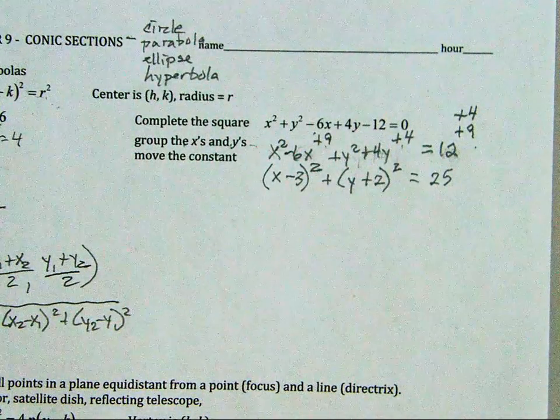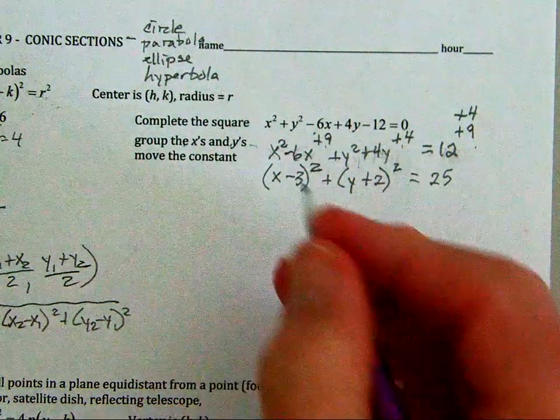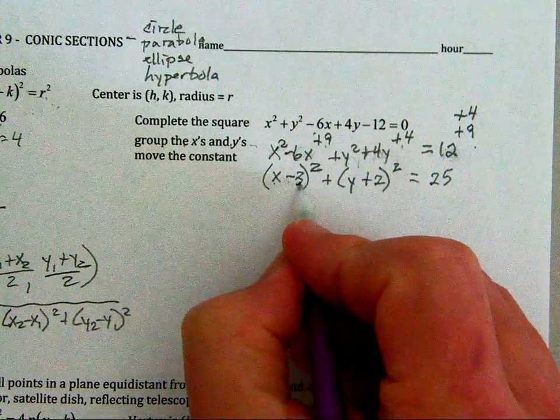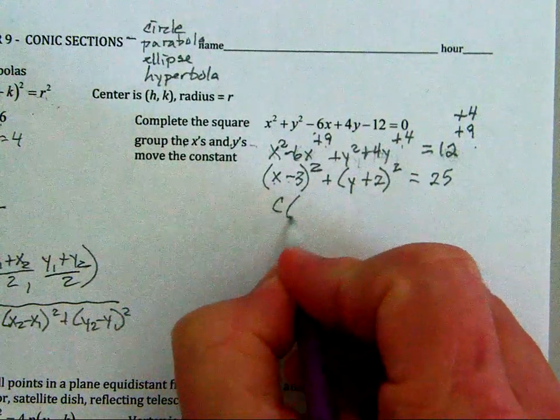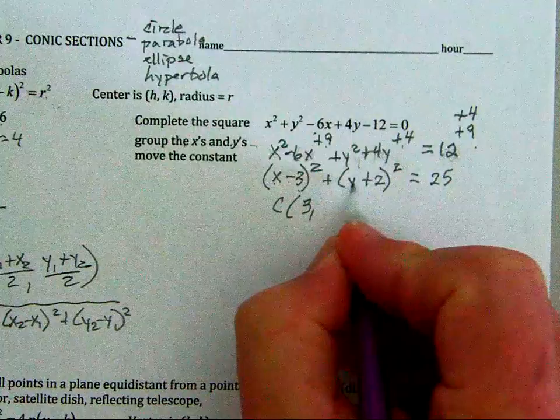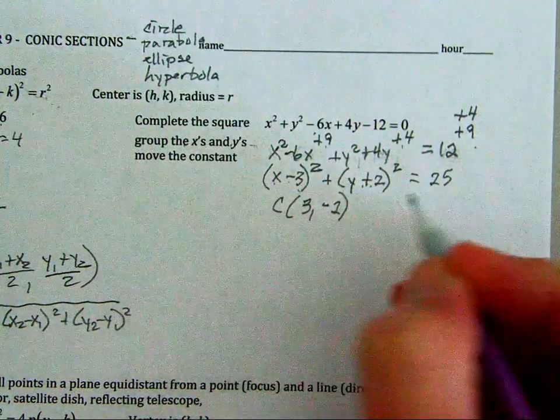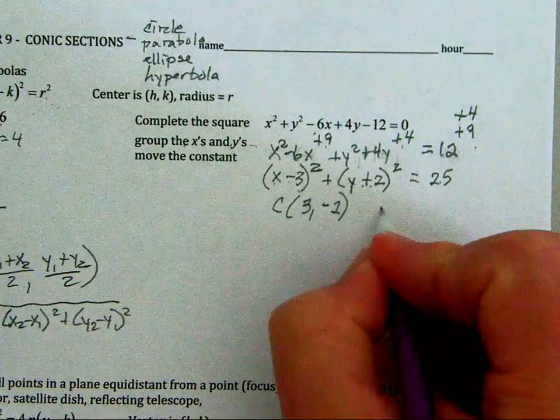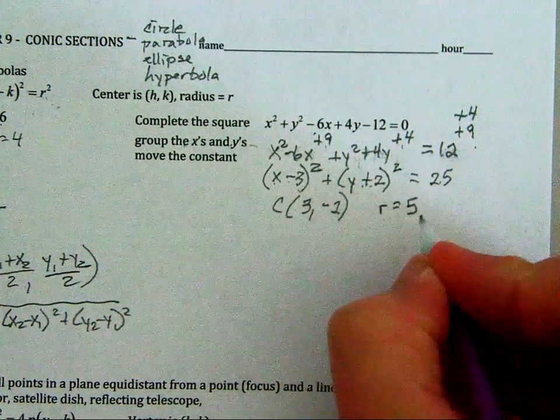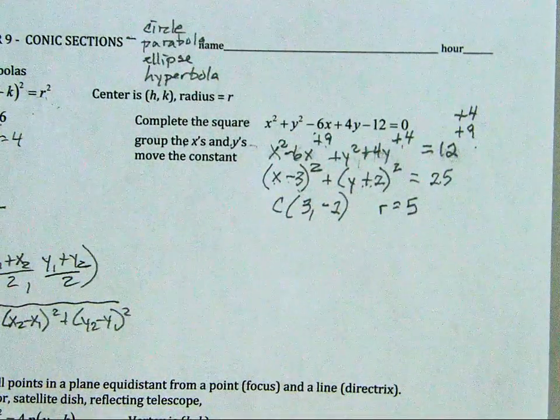So we completed the square. Now, if you'll notice, we're in standard form. So this is x minus h. So for our center, h is 3. This is like y minus a negative 2. So that's a negative 2. There's our center. Our radius is the square root of 25, which is 5.